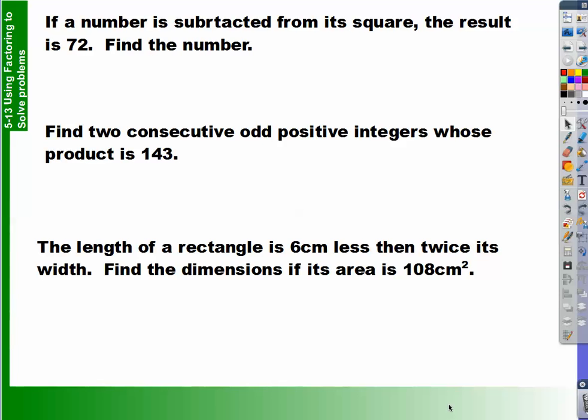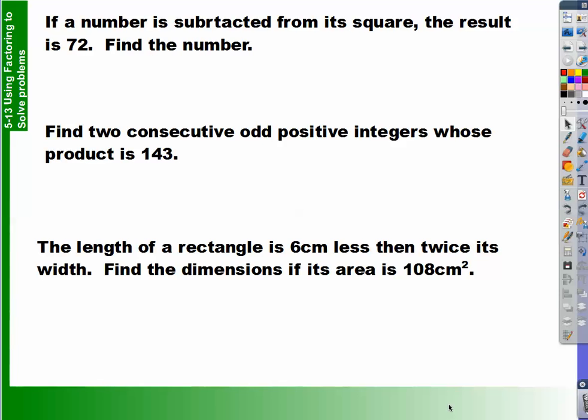First problem, if a number is subtracted from its square, the result is 72. Find the number. Now, the first step in these problems is to translate the English sentence into a mathematical sentence. So, what might be included in a mathematical sentence when you're looking for a number that is subtracted from its square and the result is 72? How are we going to translate this?